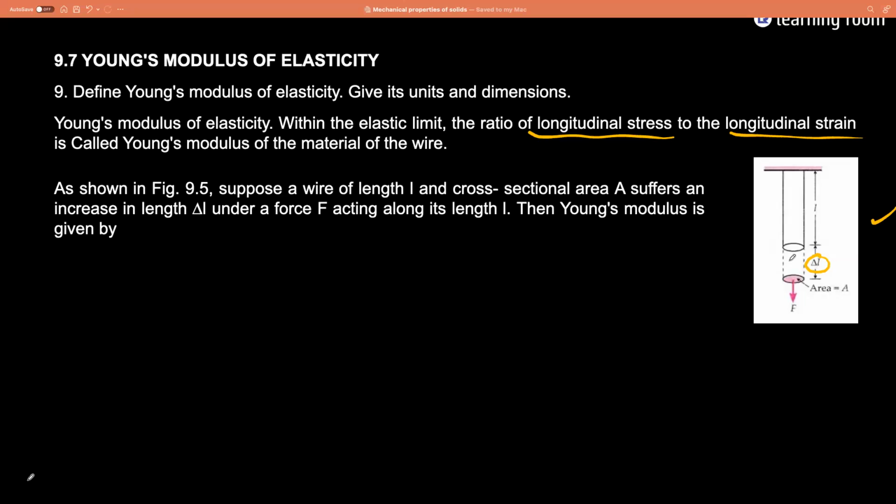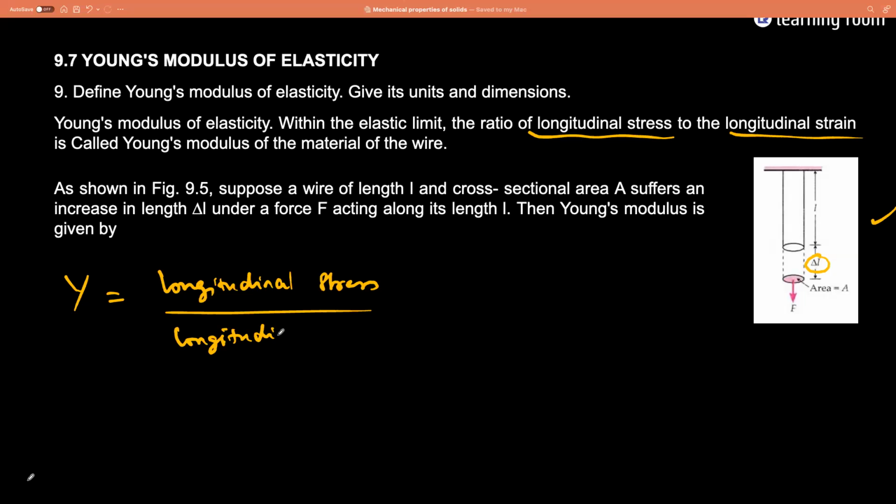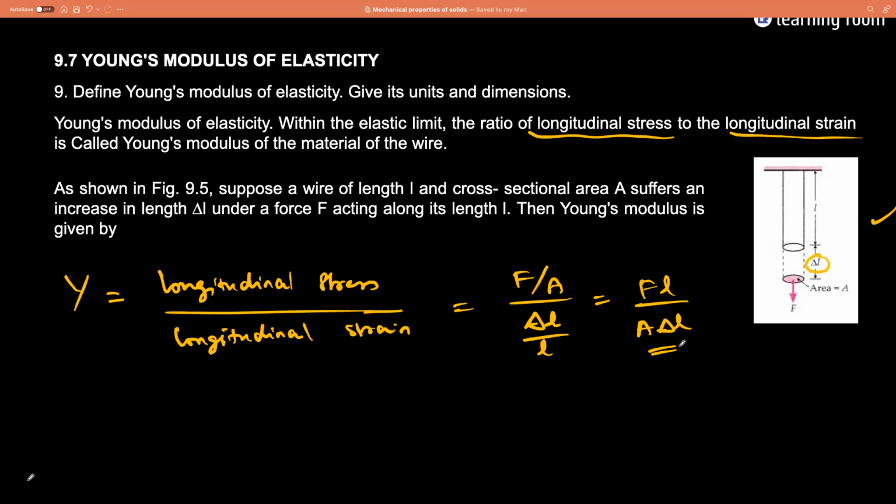So if that is going to be the case, then what is going to be the Young's modulus associated? So Young's modulus within the elastic limit, if I call it Y, what is it going to be? It is going to be longitudinal stress divided by longitudinal strain. So what is longitudinal stress? F divided by A. Divided by what is the longitudinal strain? So it is going to be F into L divided by A into delta L. So this is going to be the formula for Young's modulus.